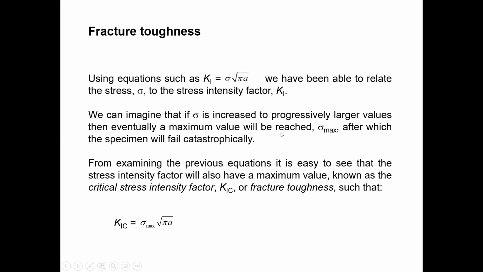From examining the previous equations, it is easy to see that the stress intensity factor will also have a maximum value, known as the critical stress intensity factor, KIC, or fracture toughness. So we call it fracture toughness. Sometimes you have heard these terms already: fracture toughness, critical stress intensity factor. In the particular example, if you remember, they provide a critical alloy. It has a critical stress intensity factor value, KIC. Then we will substitute that into the equation and find out the A value, if you remember that example.